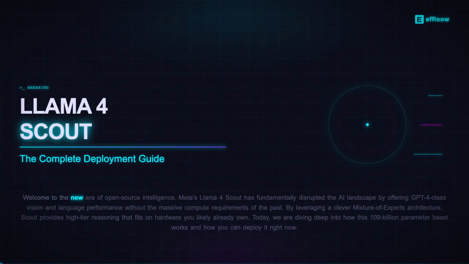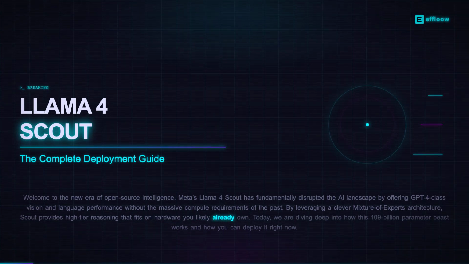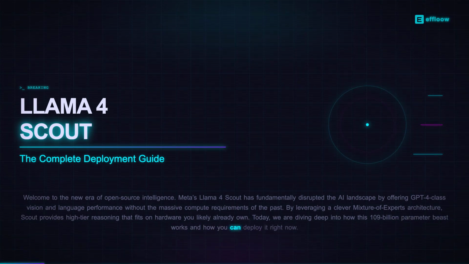Welcome to the new era of open-source intelligence. Meta's Llama 4 Scout has fundamentally disrupted the AI landscape by offering GPT-4 class vision and language performance without the massive compute requirements of the past. By leveraging a clever mixture of experts architecture, Scout provides high-tier reasoning that fits on hardware you likely already own. Today, we are diving deep into how this 109 billion parameter beast works and how you can deploy it right now.